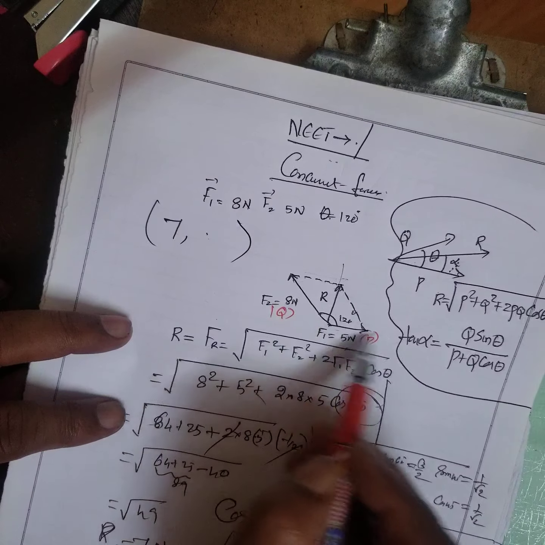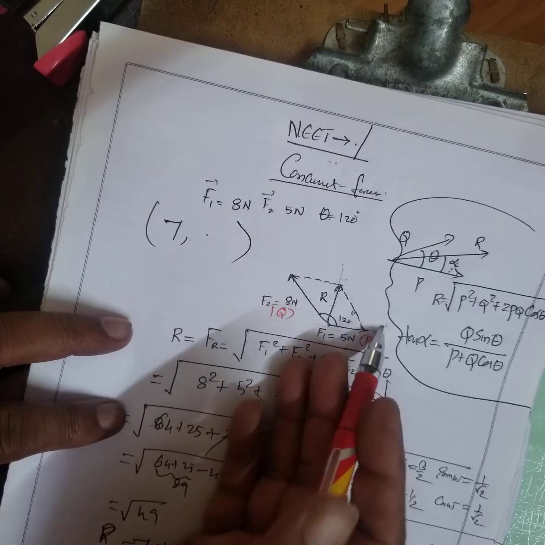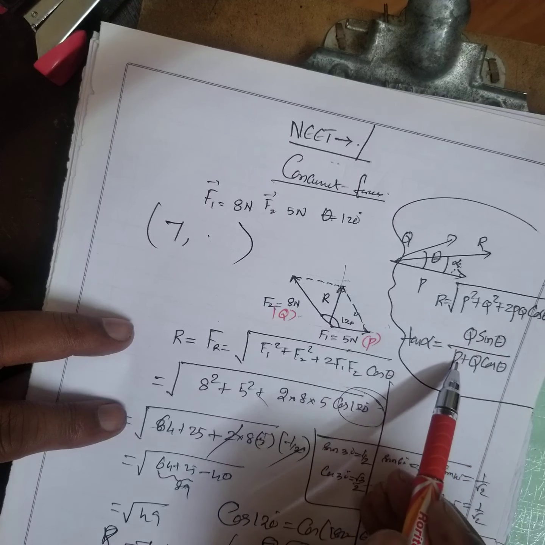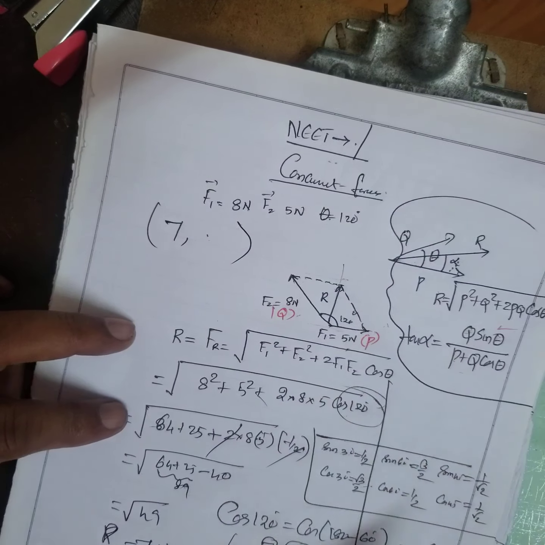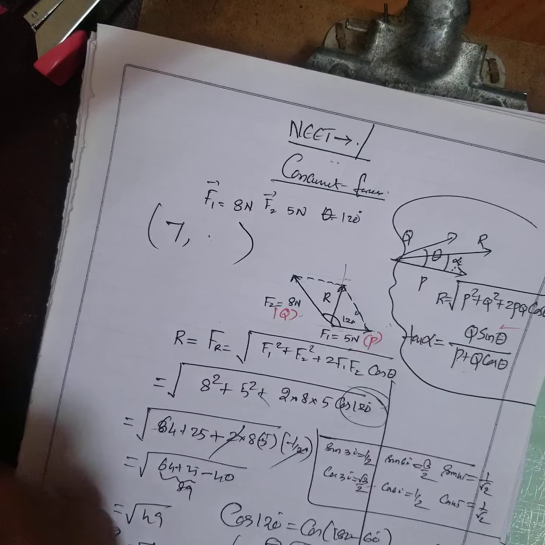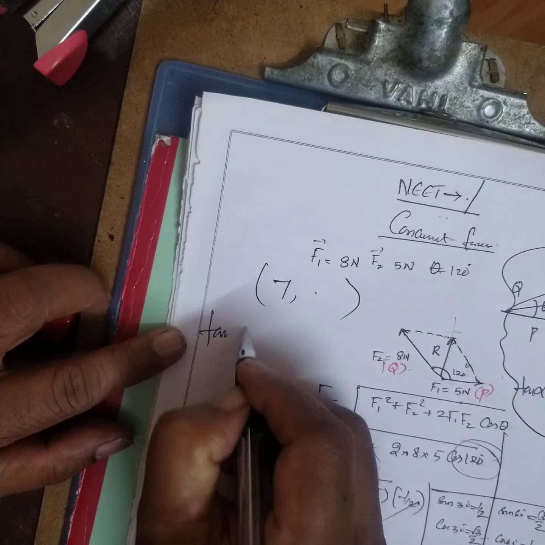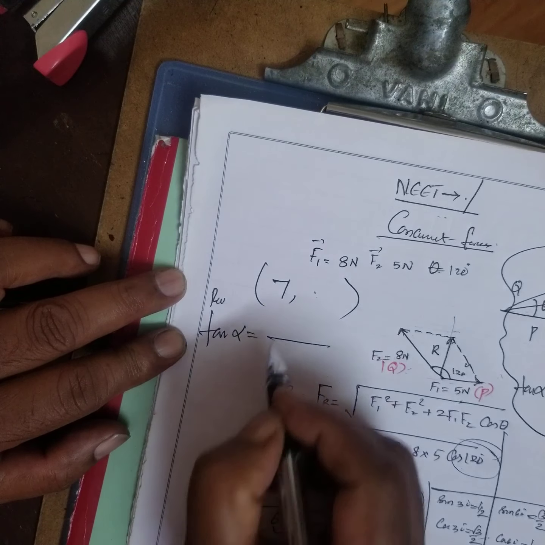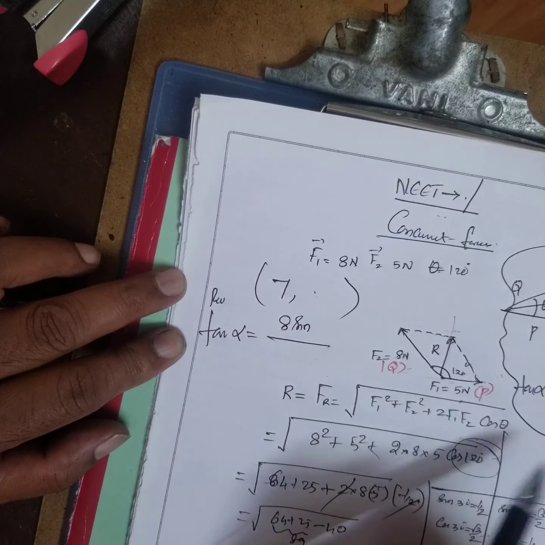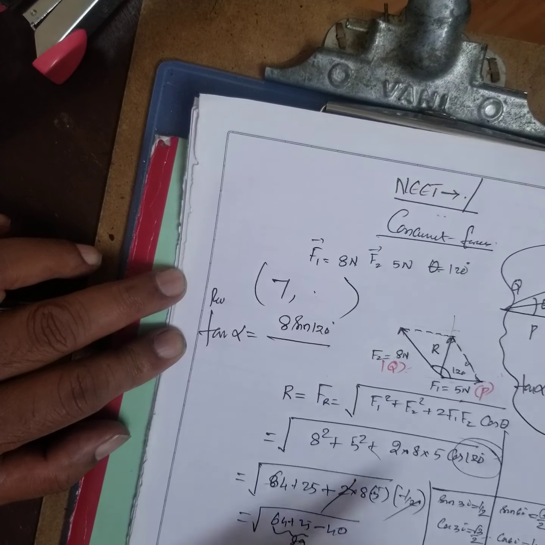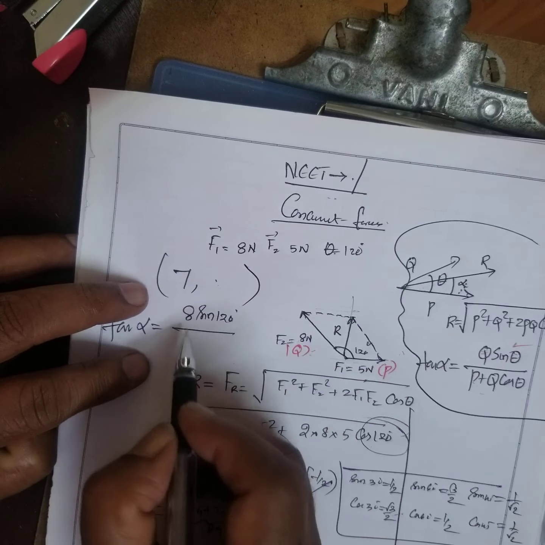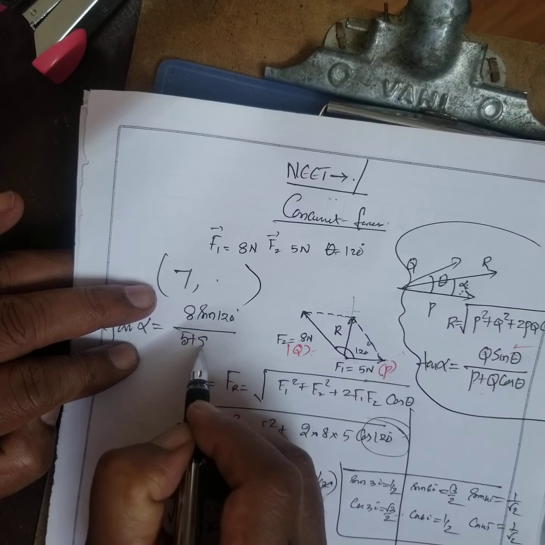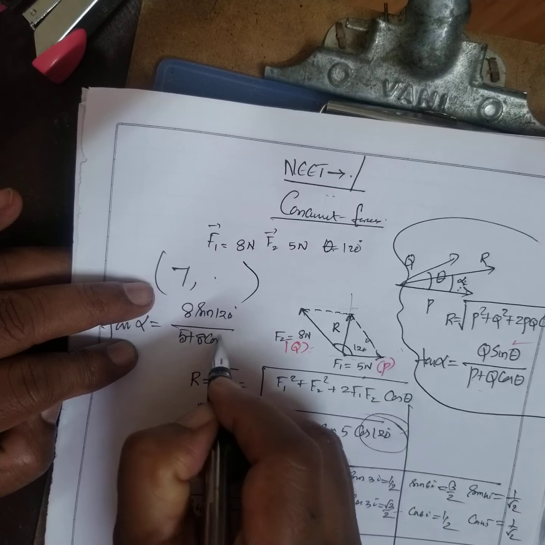Understood? P is along the horizontal, Q is not along the horizontal, right? Therefore, you remember Q sin theta by P plus Q cos theta. Sin comes first. Therefore, what do I write? Tan alpha, that is the direction of the resultant, is equal to Q. In place of Q, you write 8 sin 120 by P, which is 5, plus Q cos, again 8 cos 120.